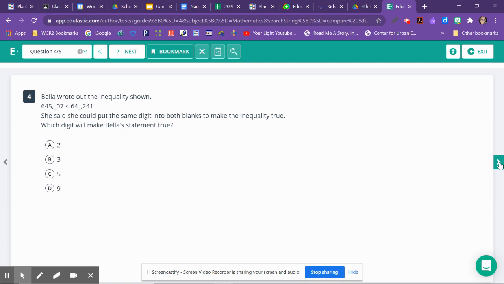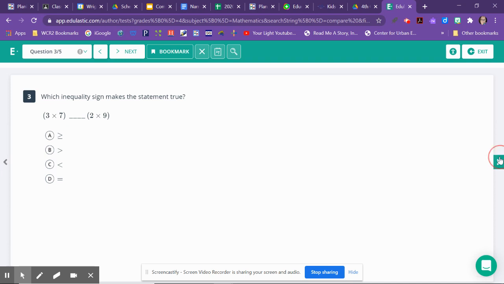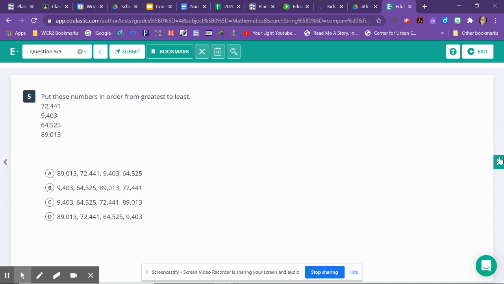This again, they use the word inequality. This is the exact same thing as what it was on the last one. It's just with different numbers. So here you're again going to choose which one can go into both, same digit. So you're only choosing one, but which one would keep that number sentence or comparison sentence true. Oops, sorry, wrong way. Then this one is pretty simple too.